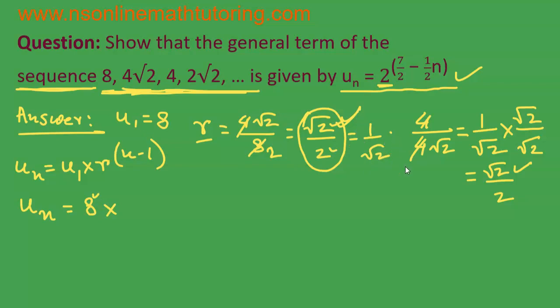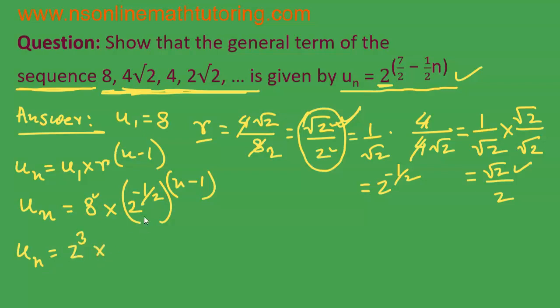And this is equal to 1 over root 2, which is equal to 2 to the power of negative half. Right. So in place of r, I am writing 2 to the power of negative half, to the power of n minus 1. So un is equal to 8, which is 2 cubed, times 2 to the power of negative half n and positive half.